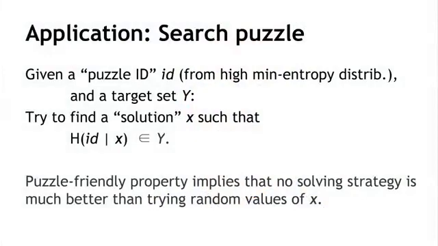To be more specific, the idea is that if we're given a puzzle ID, which is chosen from some high min-entropy distribution, that is some very spread out probability distribution, and we're given a target set Y, which someone wants to make the hash function fall into, then we want to try to find a solution X, so that if we hash the puzzle ID together with the solution X, we get a result that's in the set Y. So the idea is Y is a target range or set of hash results that we want. ID specifies a particular puzzle, and X is a solution to the puzzle.